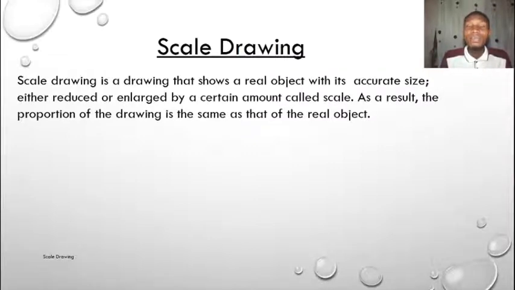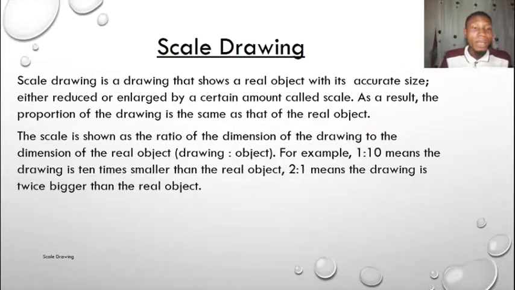Let's say you want your drawing now to be 10 times the size of the ant. So the dimension you got for the ant, you multiply by 10. Doing that, you've done a scale drawing of that ant. The proportion is exactly the same, but the difference is that the size is different. The scale is shown as the ratio of the dimension of the drawing to the dimension of the real objects. That is drawing ratio objects.